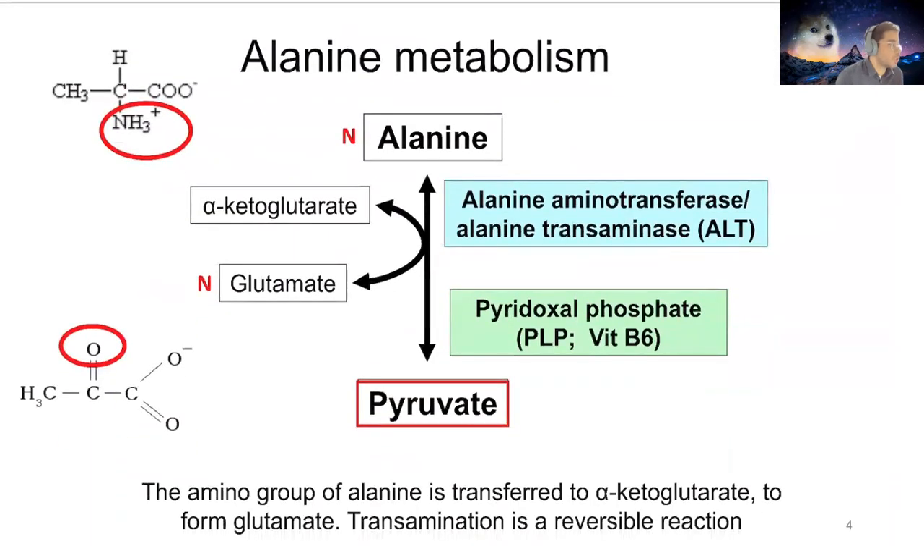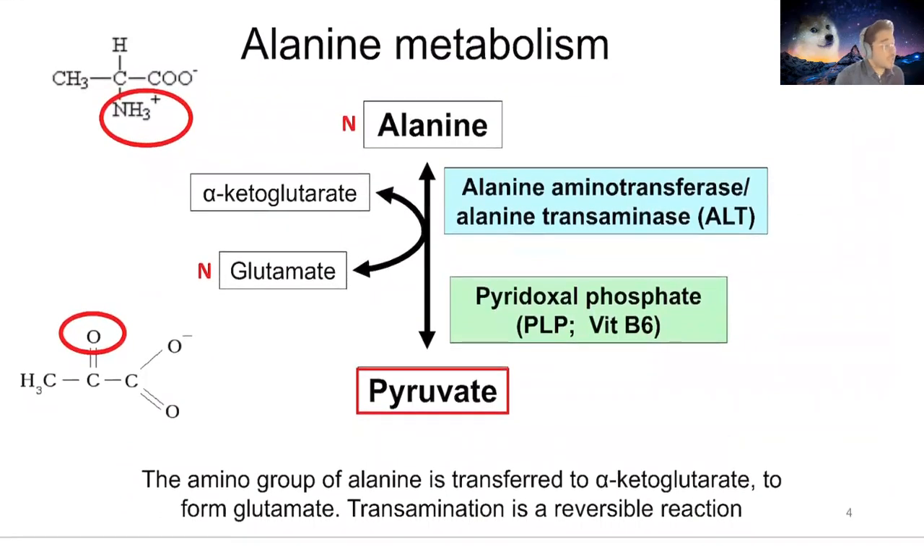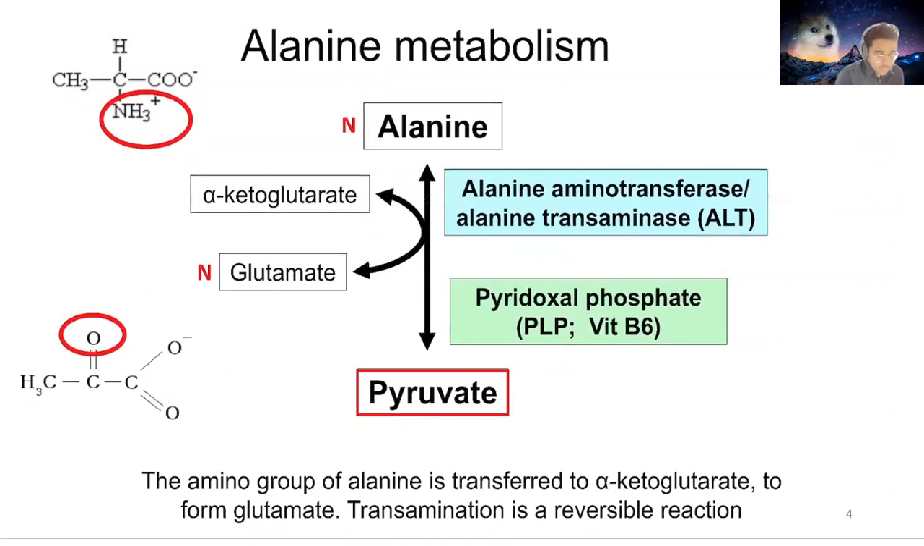Okay, so how do we shuttle around all this nitrogenous waste? Alanine is one of the great ways. Guess what? You guys know what ALT is? You guys do know what ALT is because you've covered it since term 1. Alanine aminotransferase or alanine transaminase. ALT is one of the measuring values that we take for liver function enzymes.